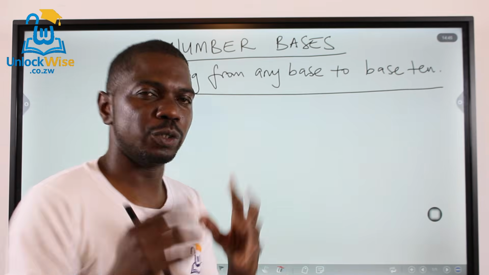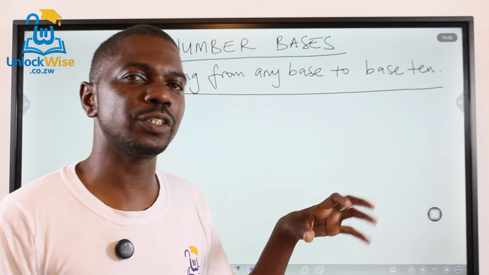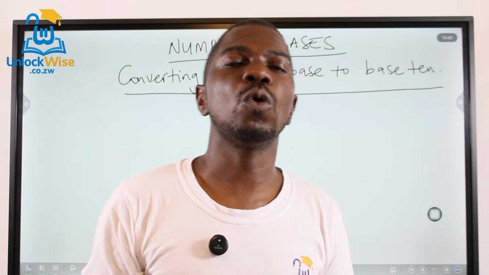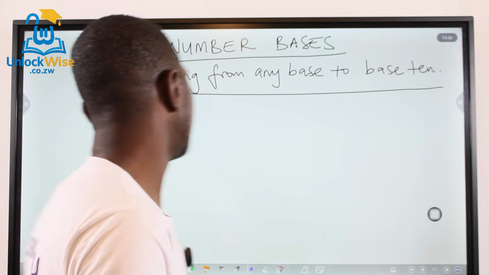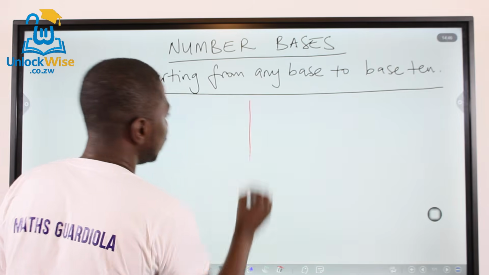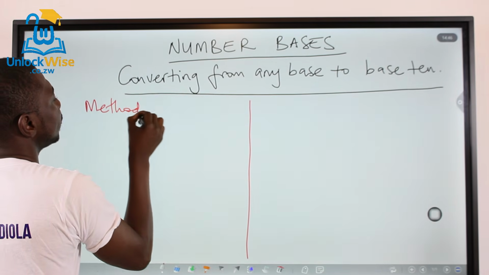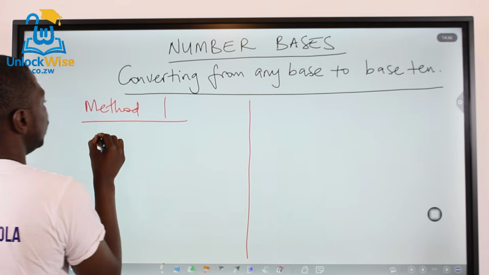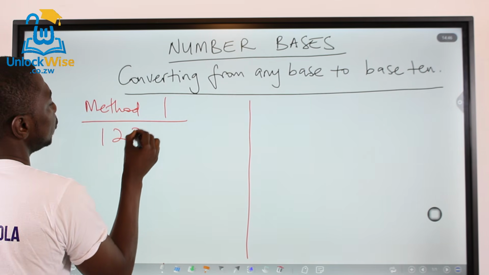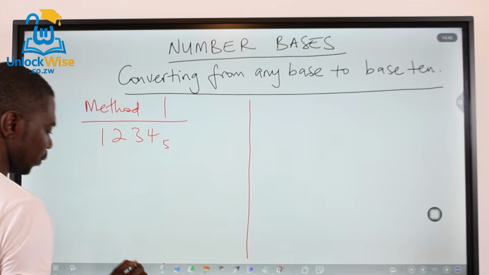We have two methods here. We can expand a number as powers of its own base and simplify, or we can do repeated multiplication. So I will show you both methods and you will choose the one you want. So method 1, I will use the same number 1, 2, 3, 4, which is in base 5, and I will expand it as powers of its own base.